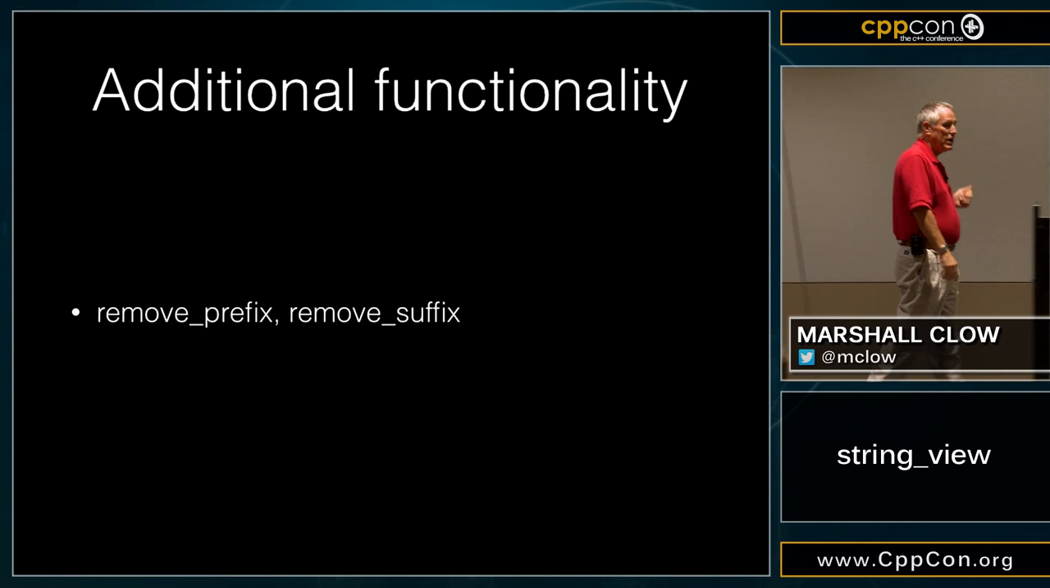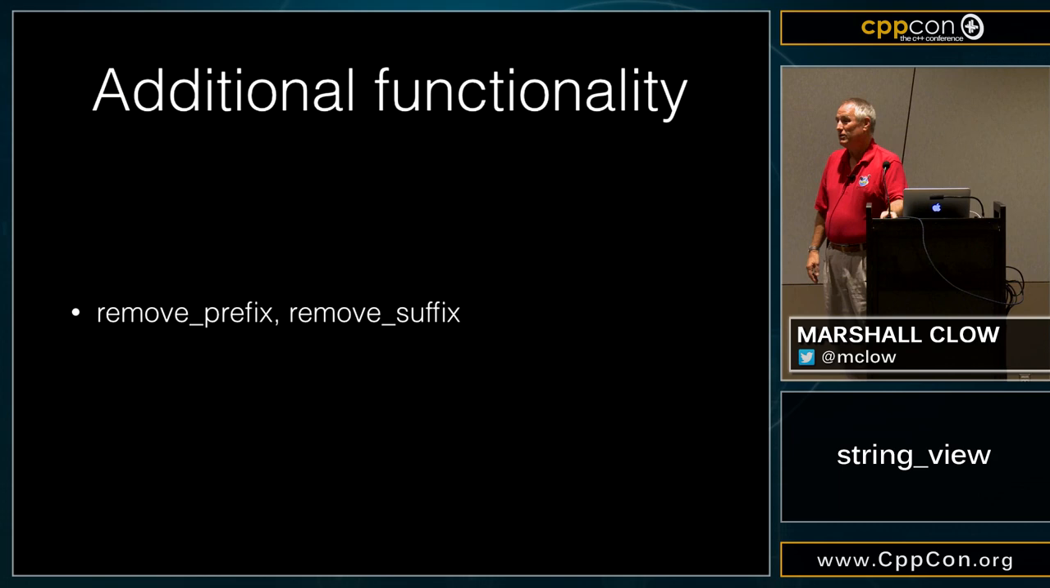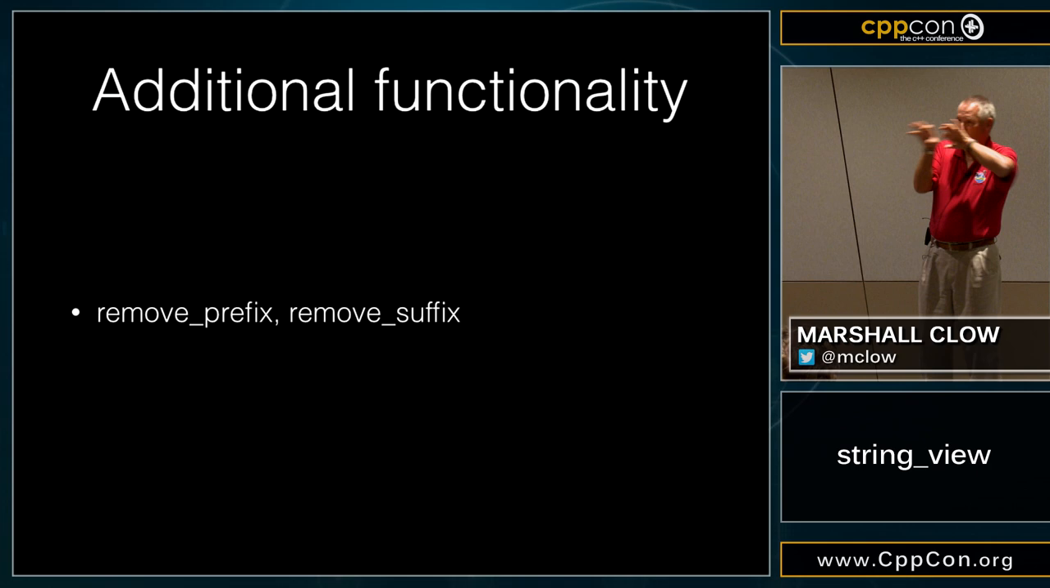Writing trim, for example, for a string view should be really easy. You go to the end and you trim off stuff, and you go to the beginning and you trim off stuff, and you're done. And there's no data to move around. You don't have to actually delete the characters out of the middle and shuffle everything over. Much cheaper than in a string.